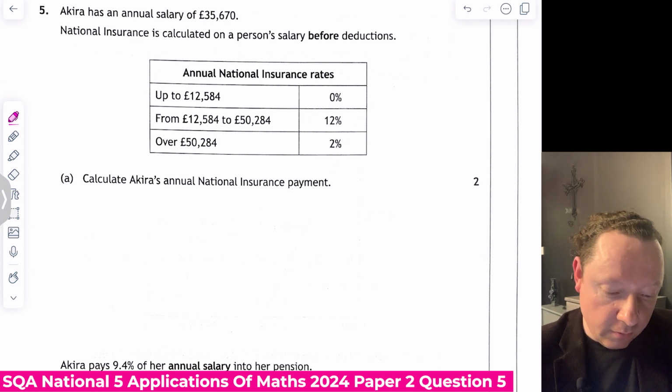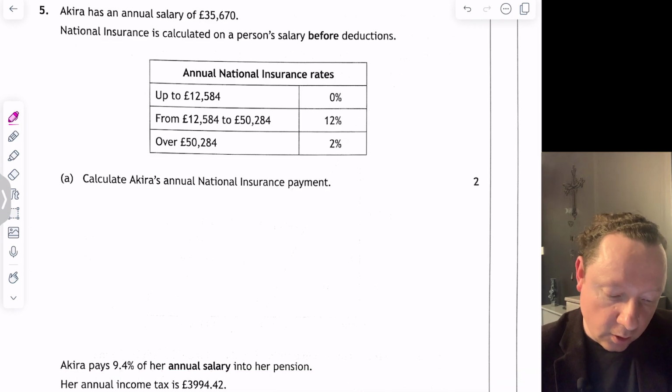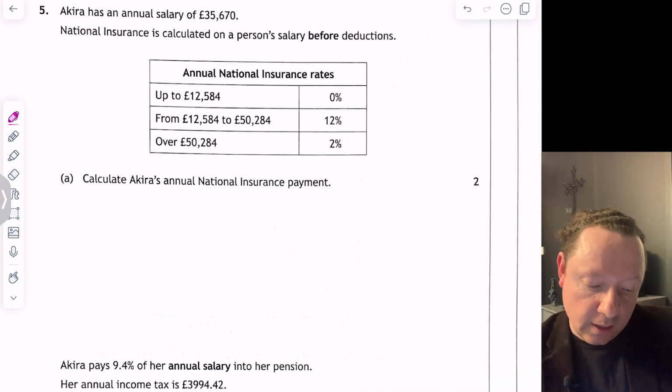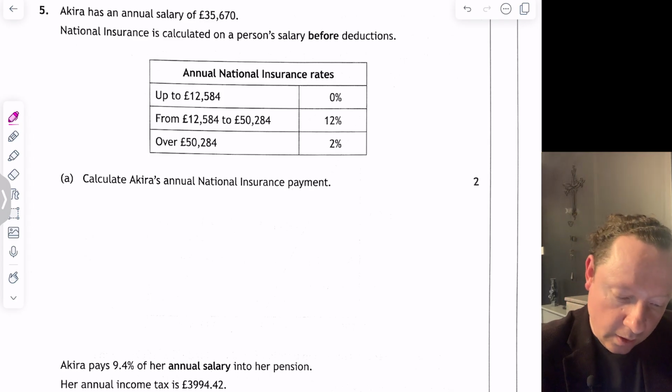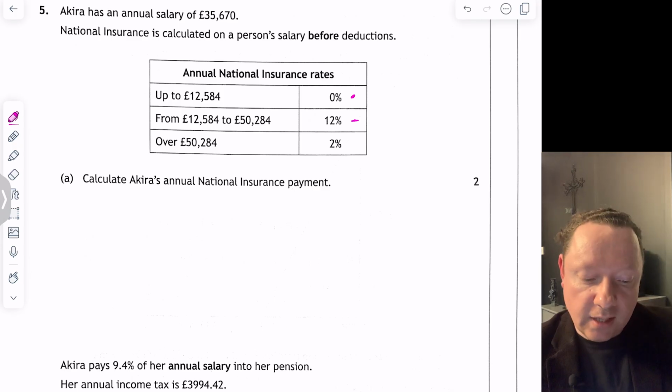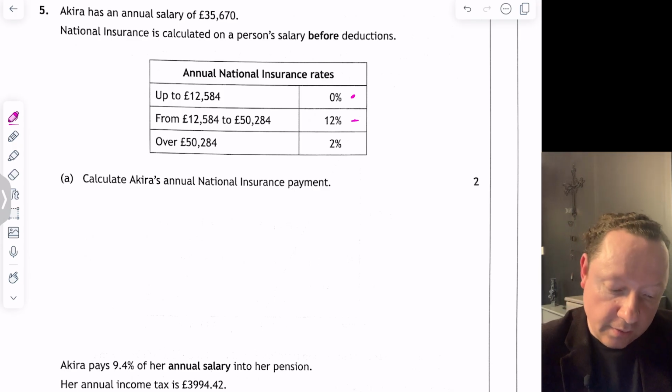Akira has an annual salary of 35,670. National insurance is paid on a person's salary before deductions. We have to calculate Akira's annual national insurance payment. So this is one we need to watch. Up to 12,584 is 0%. So I'm in the middle here, so I'll do 12% of the difference of the salary and the 12,584.